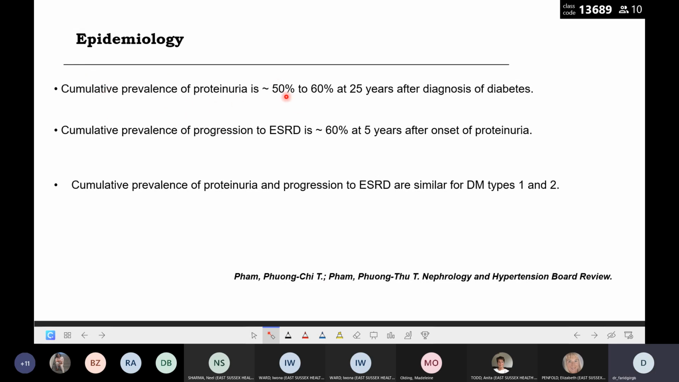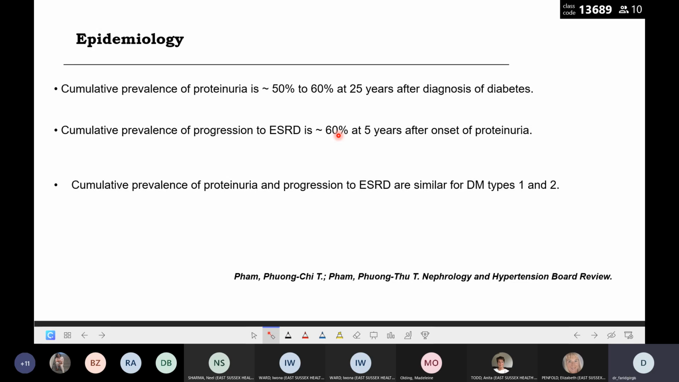Cumulative prevalence of proteinuria is 50 to 60% at 25 years after diagnosis of diabetes. So 50 to 60%, 2/3 roughly of patients after 25 years will have proteinuria. And cumulative prevalence of progression to end-stage renal disease, 60% at 5 years after onset of proteinuria. So proteinuria starts, this is very important for diabetes, that proteinuria starts first, and the decline in the eGFR, filtration rate and kidney function happens later on.